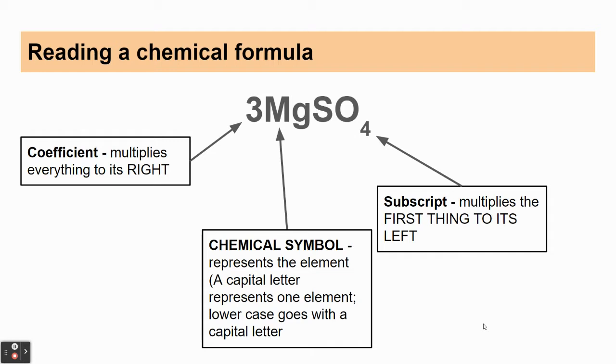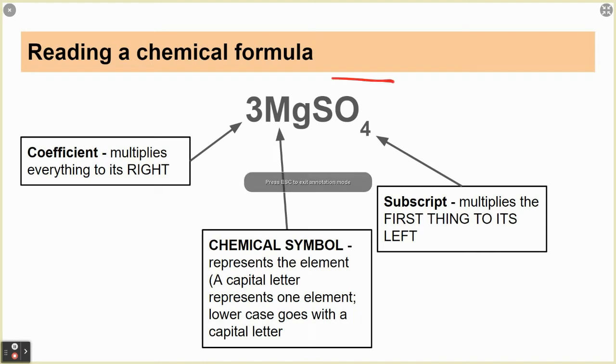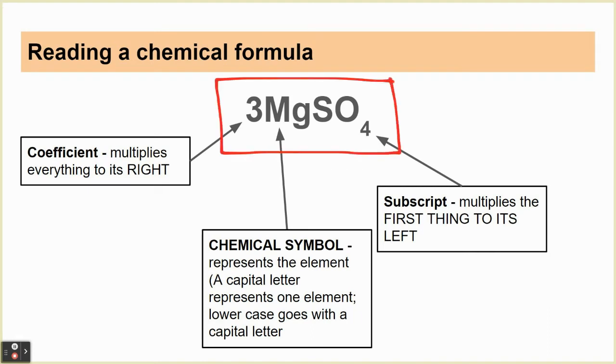So for example, here we've got 3MgSO4. So that's our chemical formula right there. What do all these numbers and letters mean? Let's start with the big number in front. It's the 3.